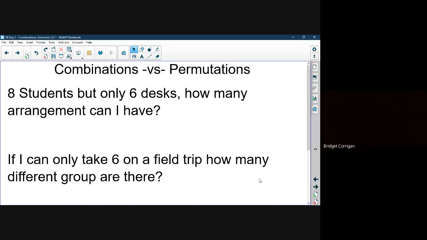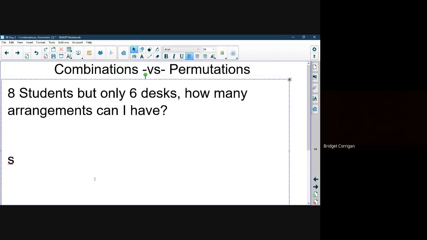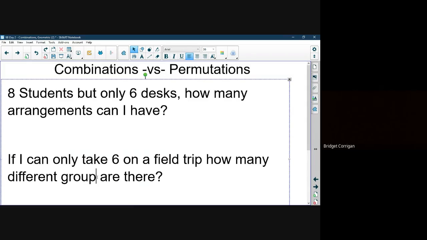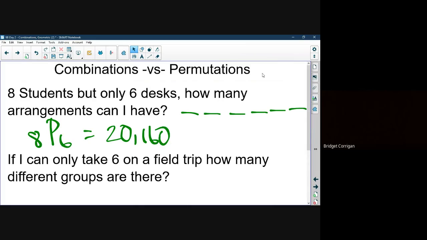Okay, so for the first one, you have 8 students but only 6 desks. How many arrangements can I have? So arrangements is kind of a key word. If you're going to arrange something, it implies that you're lining them up or ordering them. So you have 6 different desks in a row here, and you're arranging the 8 students in those desks. So there is going to be a specific order. So this one is going to be a P. Out of the 8 students, you're going to arrange 6 of them in a row.